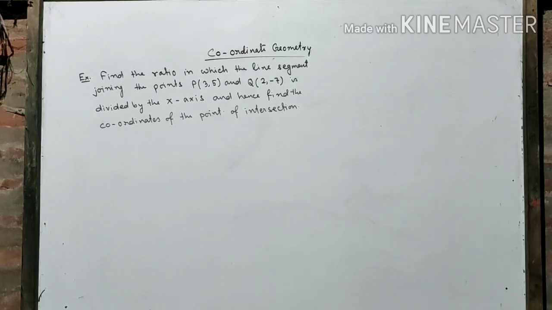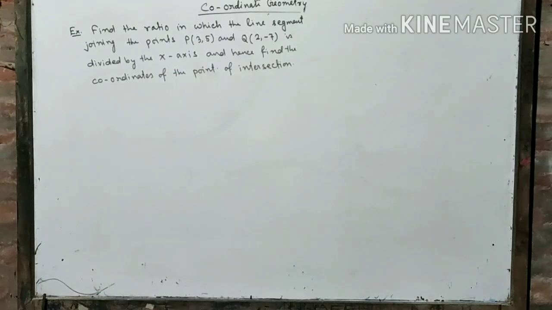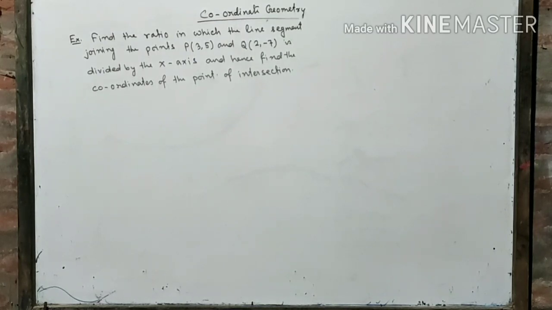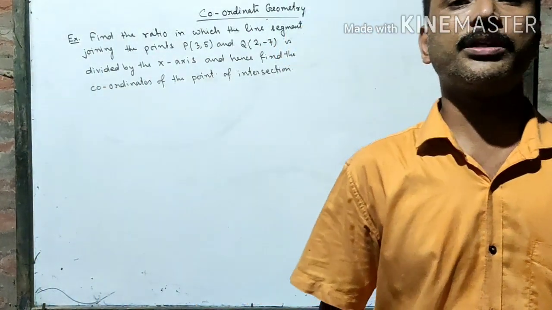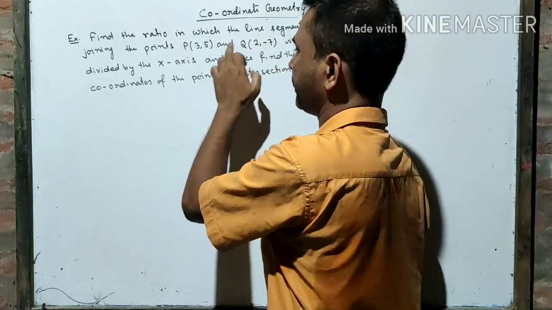So our next question is, find the ratio in which the line segment joining the points P(3, 5) and Q(-2, 7) is divided by the x-axis, and hence find the coordinates of the point of intersection. Okay, first of all we have to find the ratio of division and then find the point of intersection. Here neither the point of intersection nor the point of division is given. But it is given that the join of PQ is divided by the x-axis.